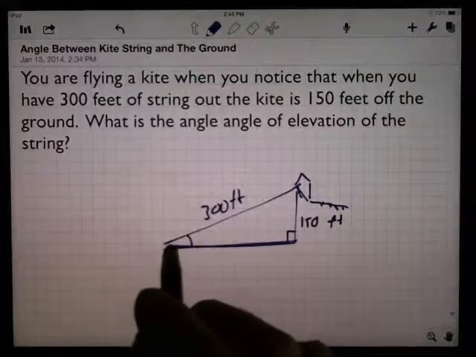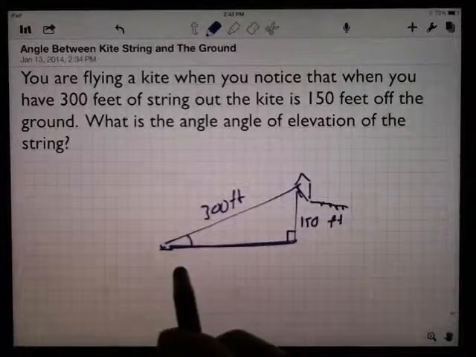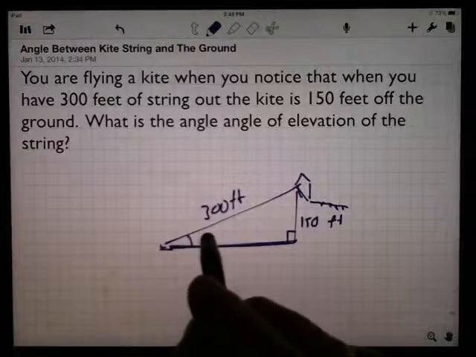I guess this kind of assumes that you're holding the string right on the ground. Well, maybe you're holding it with your toes or something. What's the angle?